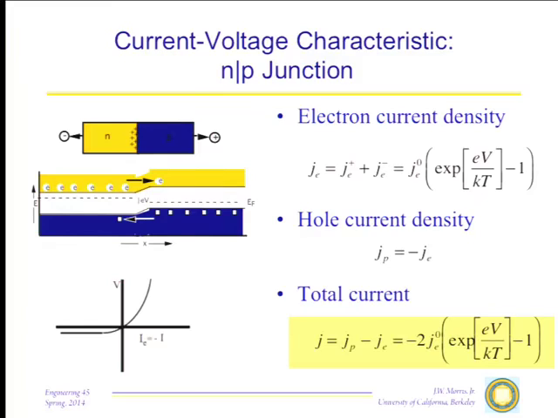If the voltage I placed is positive, then the positive current increases dramatically as the voltage is raised. And I get a behavior that looks something like this. Increase the voltage, the current goes up quite dramatically.